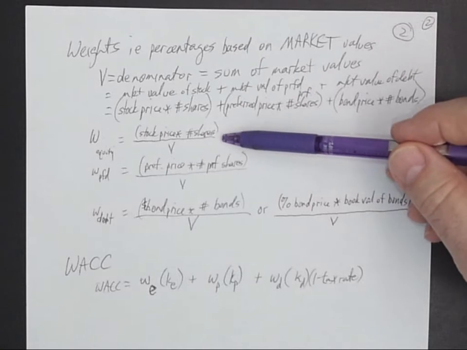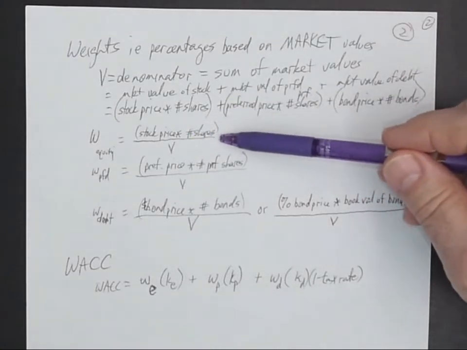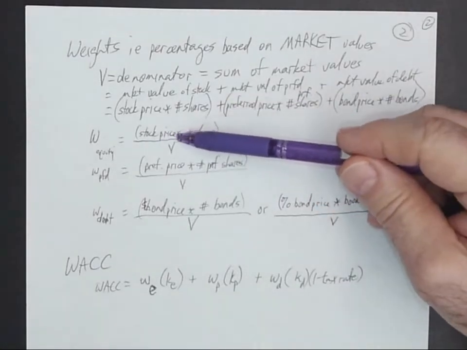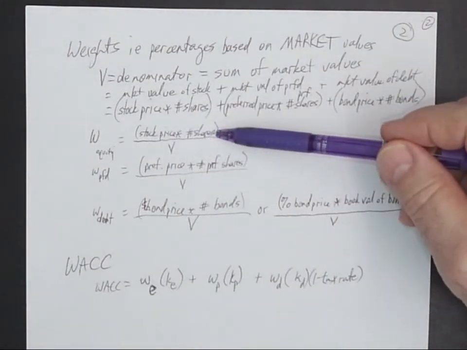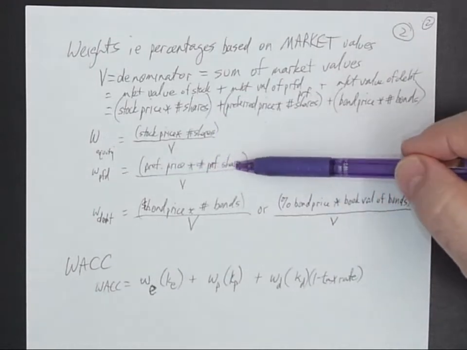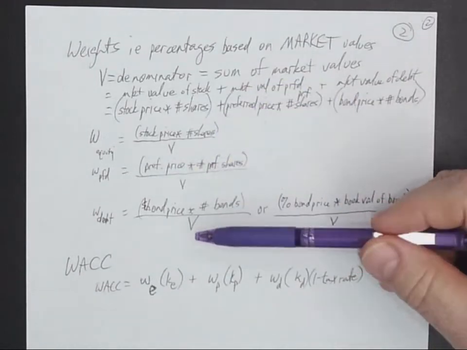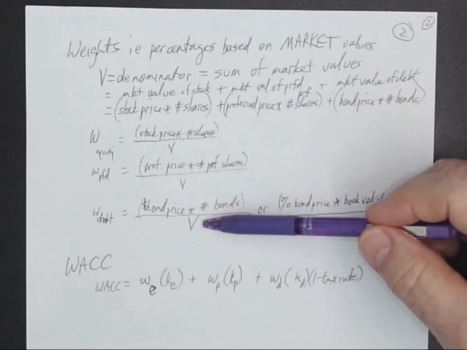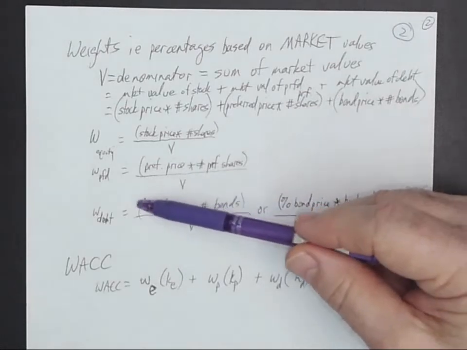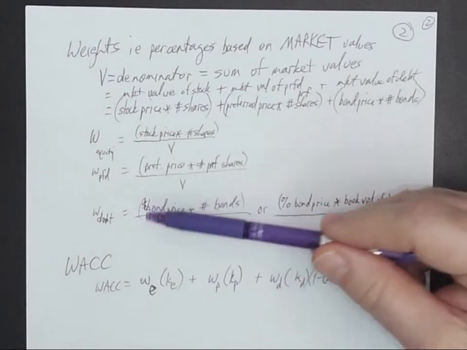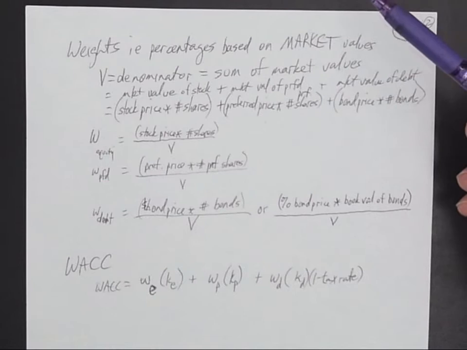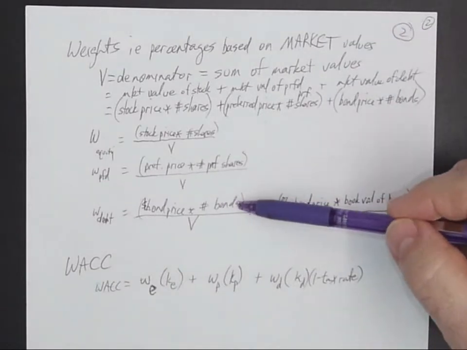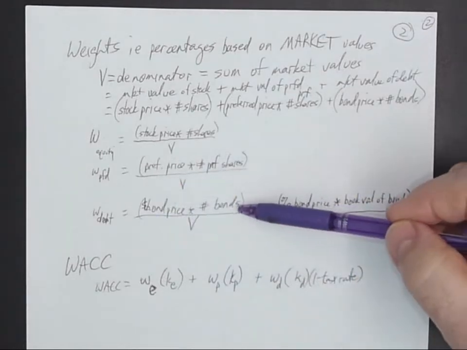So what we're going to do ultimately is figure a weight for equity, which is equal to stock price times the number of shares. That's all it is, the market value of the stock, price times quantity. Same for preferred. And then for debt, depending on how the information is given to us, we could take the bond price in dollar form. So the problem might say bonds are selling for $960, and multiply that times the number of bonds to figure out the total value of the debt.